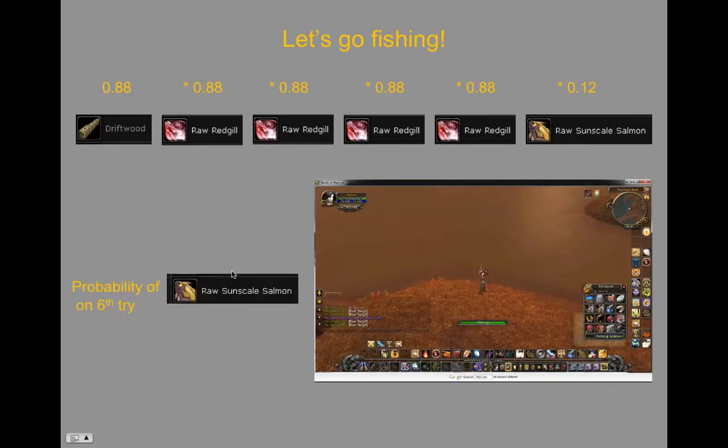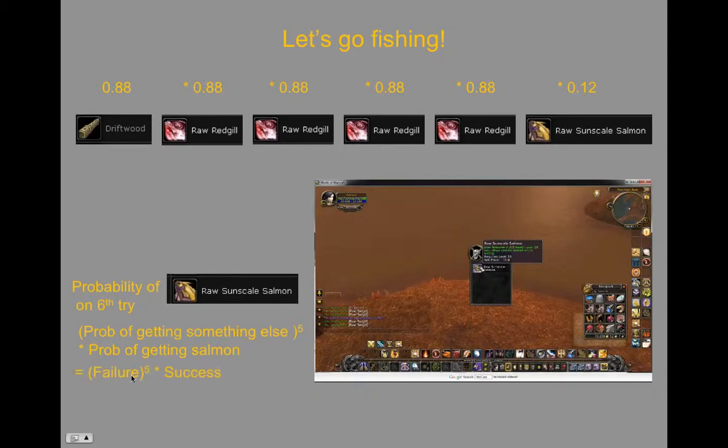Okay, so what is the probability of me getting the salmon on the 6th try? It's the probability of getting something else raised to the power of 5, if I have to multiply all of these together, times the probability of getting a salmon of 0.12. So that's failure raised to the 5th power, because we multiply each one of these, times success. And that's 0.88 raised to the 5th power times 0.12, which is 0.06.